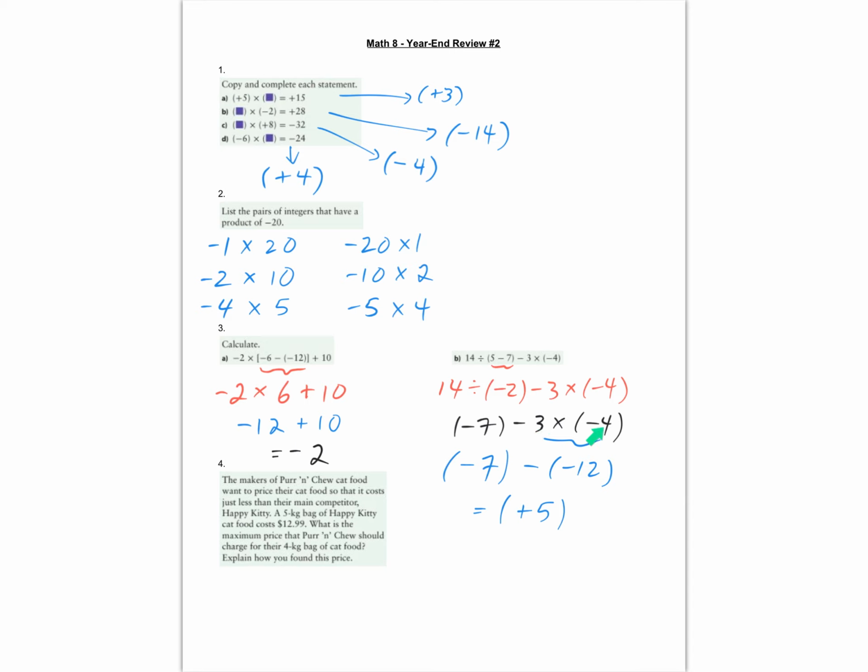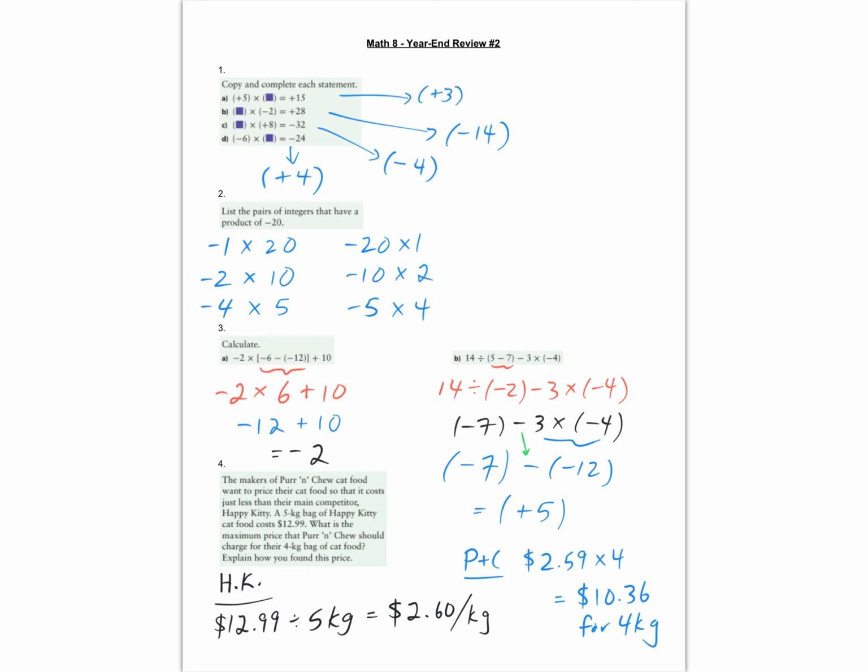Okay, 3 times 4 is 12. The signs are different. That one's positive. That one's negative, so it's negative 12. And this subtraction sign here, maybe I'll just highlight it here. This subtraction sign is the same as that. That's where that came from. And then our final step, negative 7 minus negative 12 is 5.